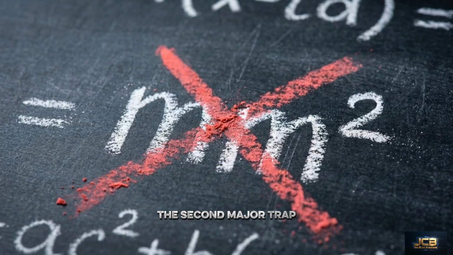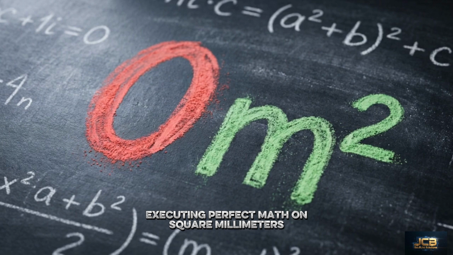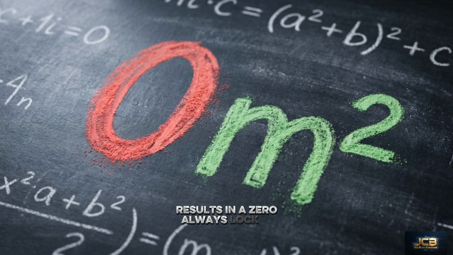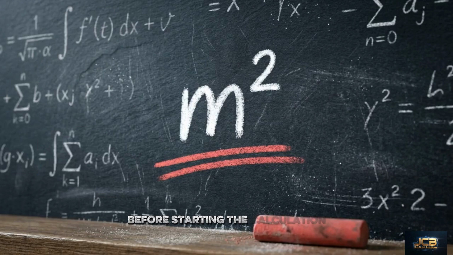The second major trap is unit conversion. Executing perfect math on square millimeters when the answer key demands square meters results in a 0. Always lock in your final units before starting the calculation.